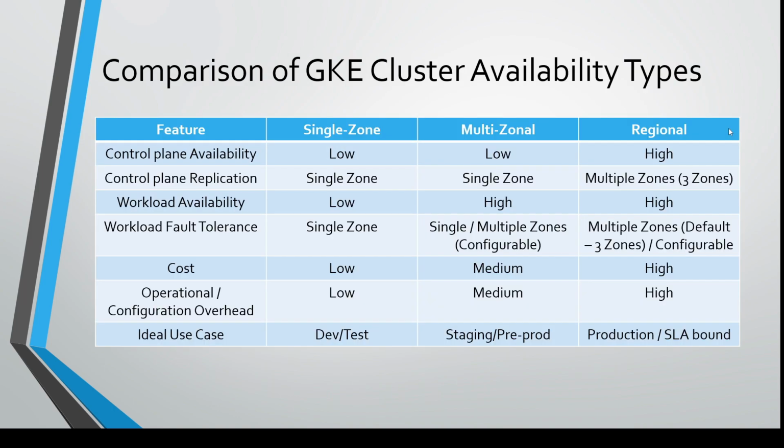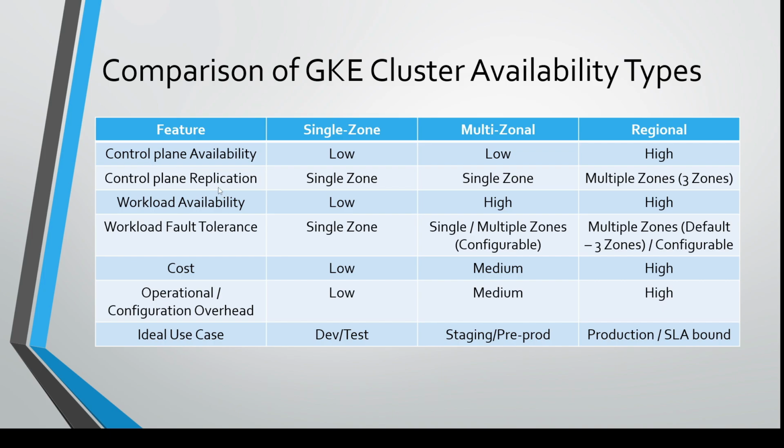So moving to the next slide. I have created a comparison table here. So here you have the comparison over the single zonal, multi-zonal, and regional cluster over the features available in GKE, right? So this we have already discussed. I thought putting it in a table will be easier for everyone to refer to at a glance. So let's go feature by feature.